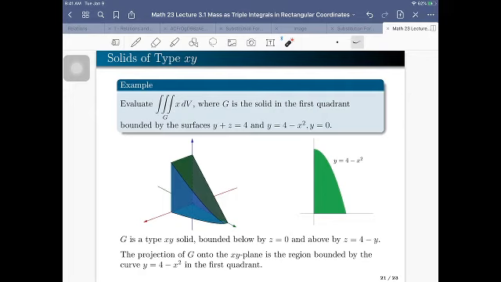So solids of type xy again. You have another example over here. Let's evaluate the triple integral of x dV over G, where G is the solid in the first quadrant bounded by this plane, and this, y equals 4 minus x squared. This is a parabolic cylinder. This is actually a cylinder as well because you have a missing variable. And then y equals 0.